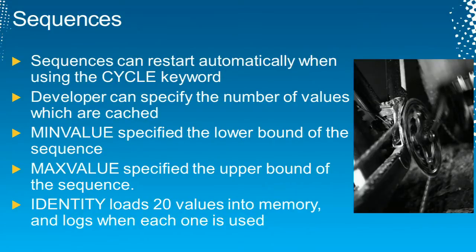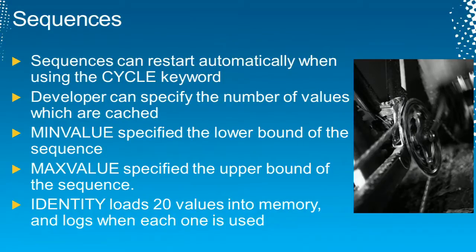You can specify the number of values which are cached. This is one of the really nice things about sequences. With an identity value, the way it works under the covers is when SQL Server starts, it allocates 20 values into memory, whatever the next 20 values you're going to use are, and it stores those in memory. Every time one of those values is used, it then goes and updates a system table that says this value has now been used.